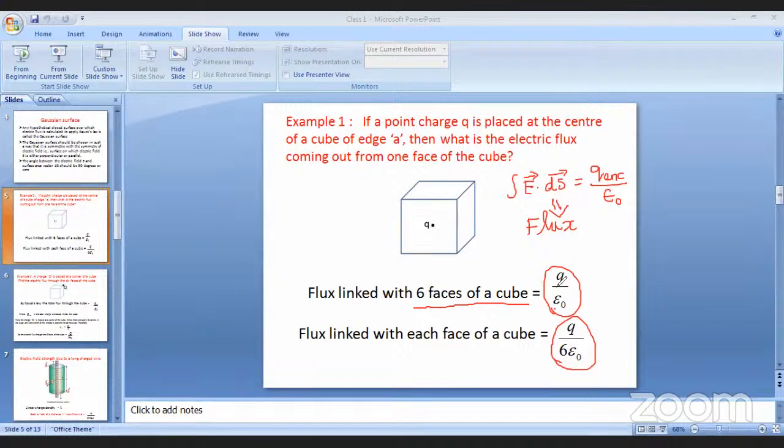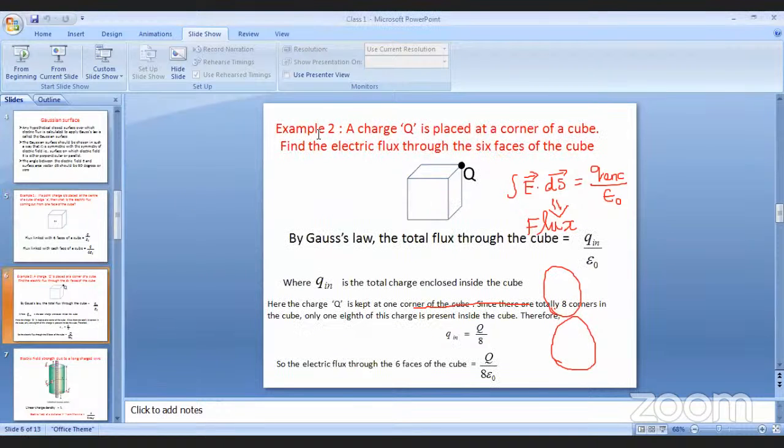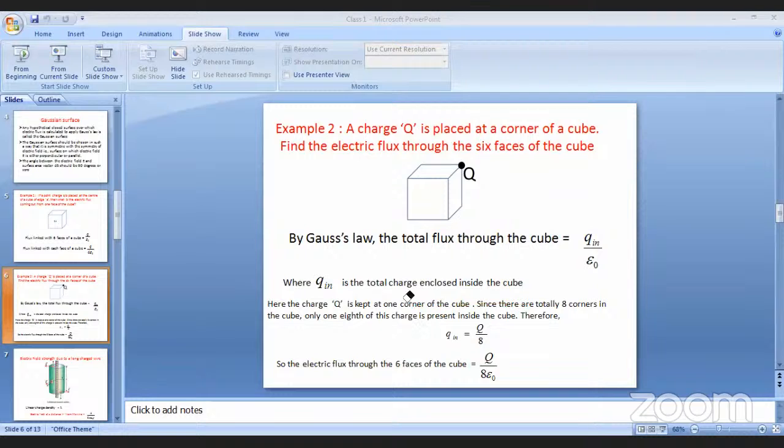So this is the first example which we have discussed, and now we are moving on to the next example. Let me erase this first so that it won't be confusing to you. The annotations of the previous slide will confuse you.